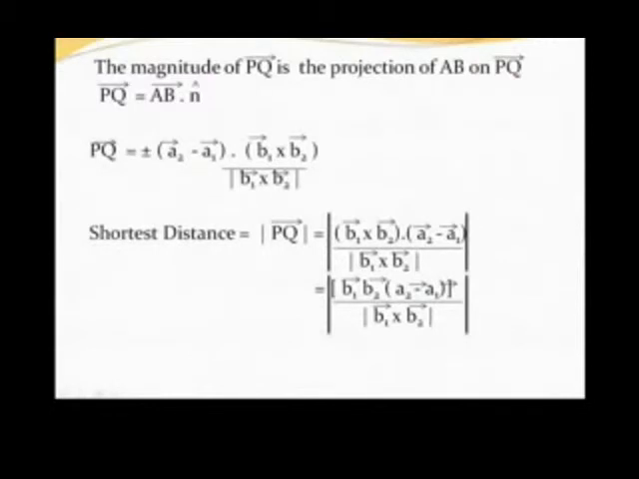Now this is nothing but scalar triple product. Therefore, it could be written as the box product of b1 vector, b2 vector and a2 vector minus a1 vector, and this divided by the magnitude of b1 cross b2. Thus the shortest distance becomes the magnitude of the box b1 vector, b2 vector and the vector a2 minus a1, divided by the modulus of b1 cross b2 vector.